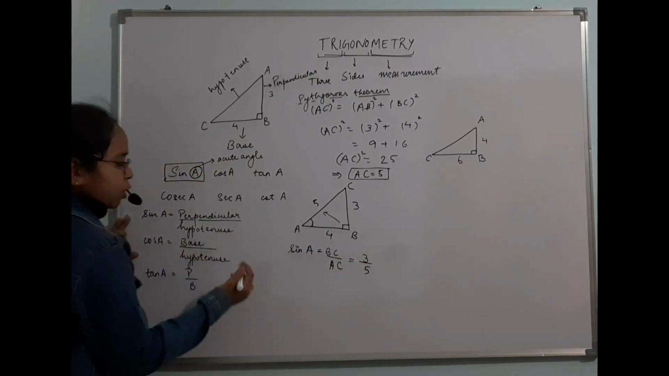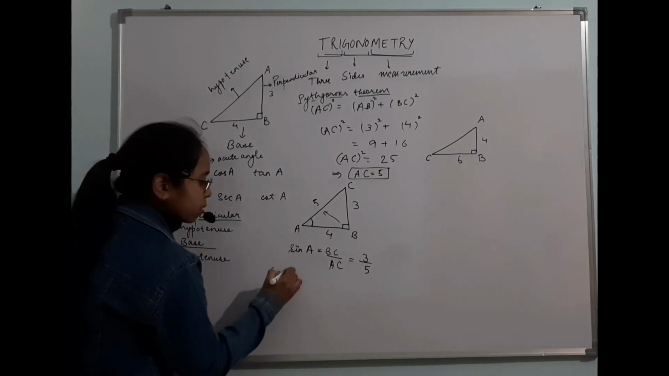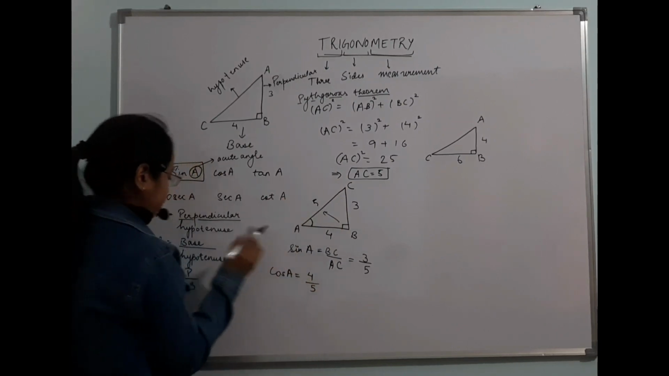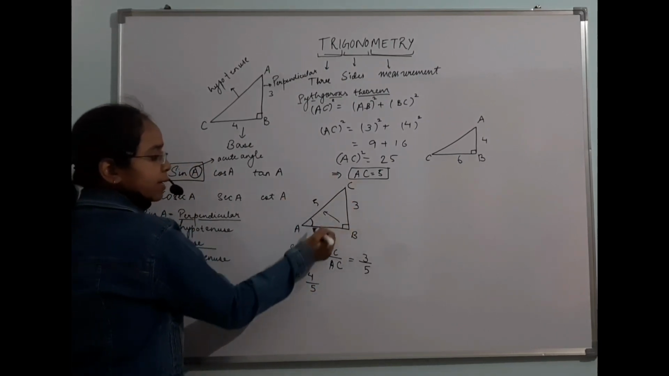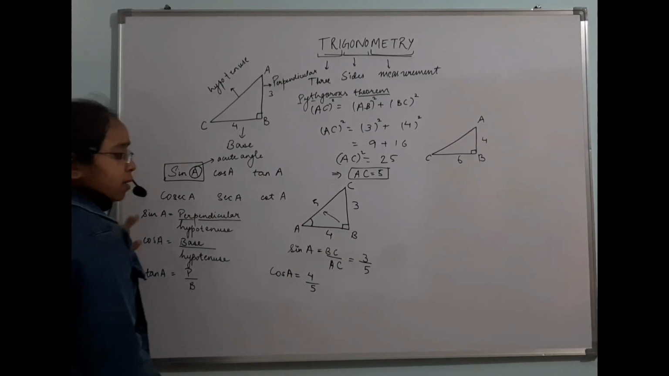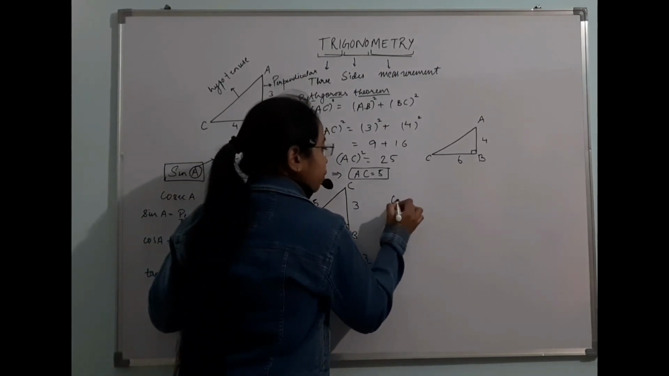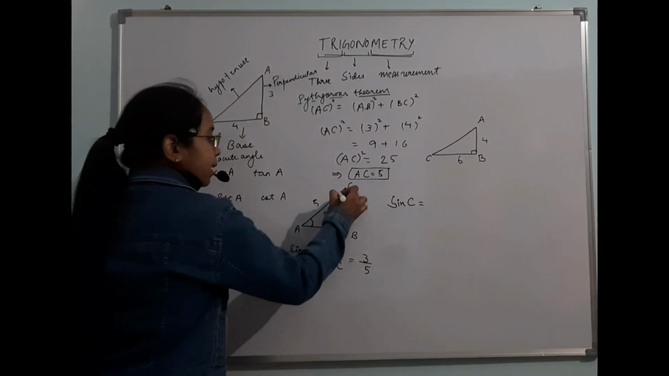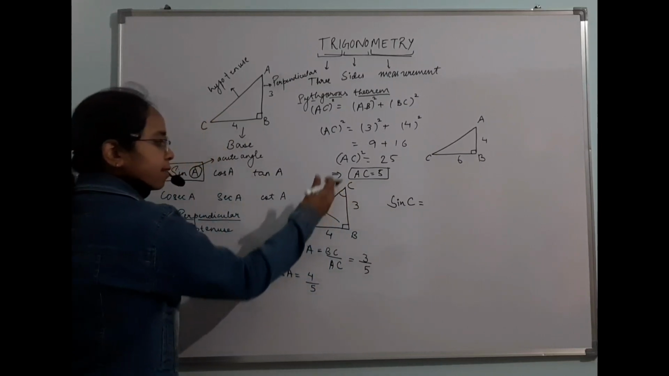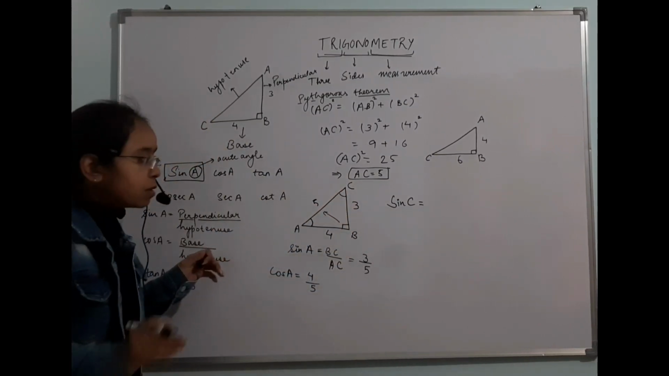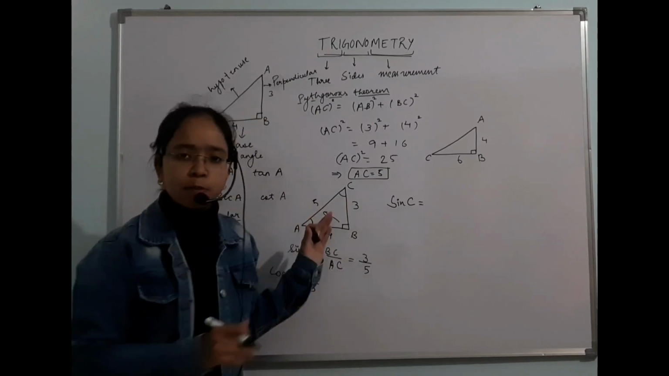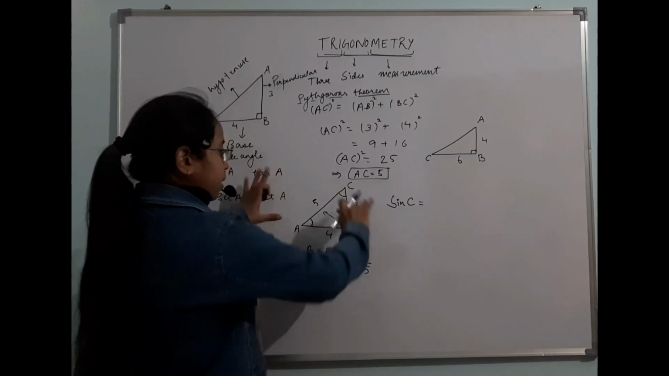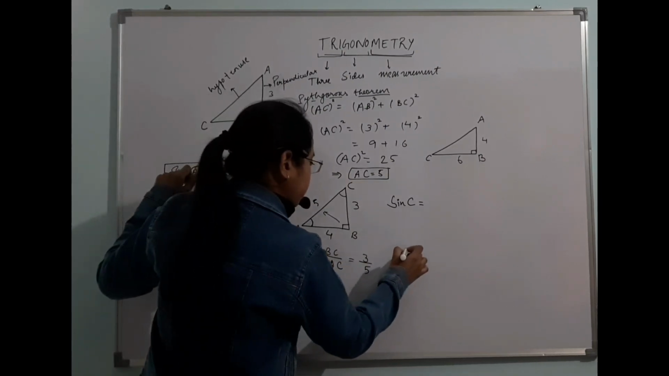Similarly, we can find the other ratios. Cos A is base upon hypotenuse. Base is 4, hypotenuse 5. Similarly, tan A is perpendicular 3 upon base 4, 3 upon 4. But if we are asked to find the value of sine C in this triangle, we cannot directly take sine C and write the same perpendicular and hypotenuse. Now we have to find the perpendicular and hypotenuse with respect to the angle C. We can simply rotate the triangle towards right.